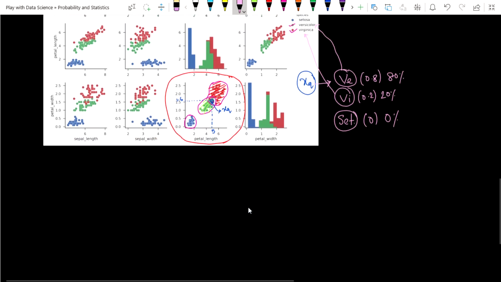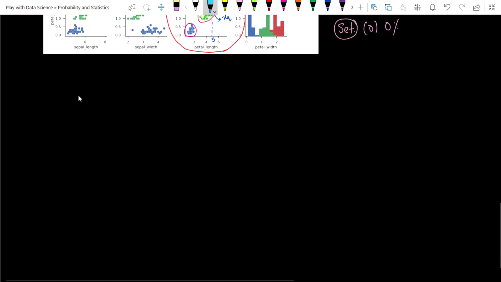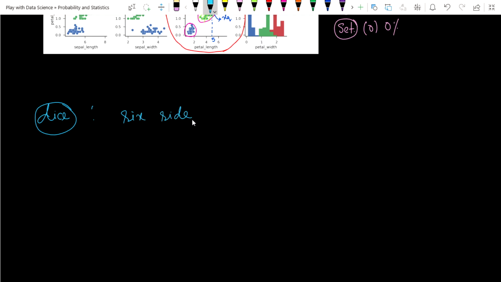Suppose I take another example for better understanding: throwing a dice. A dice has six sides. We already know the dice has six sides, and each side is denoted by a number: 1, 2, 3, 4, 5, and 6.